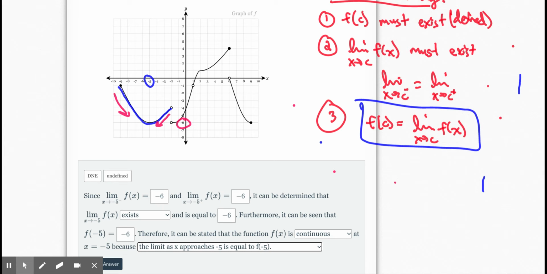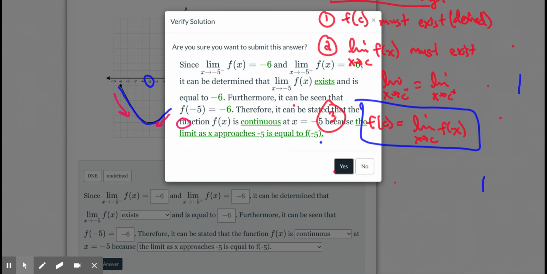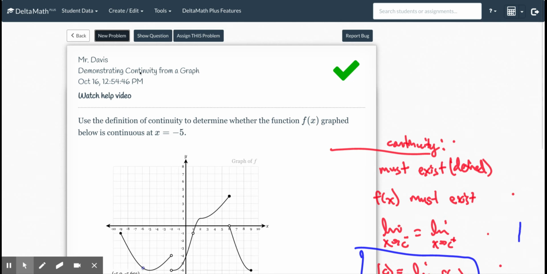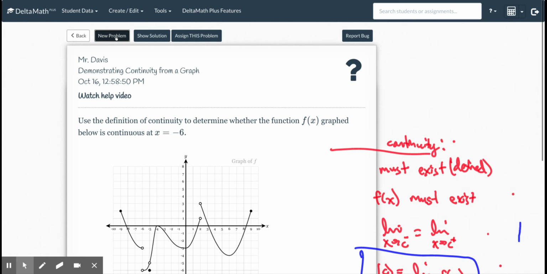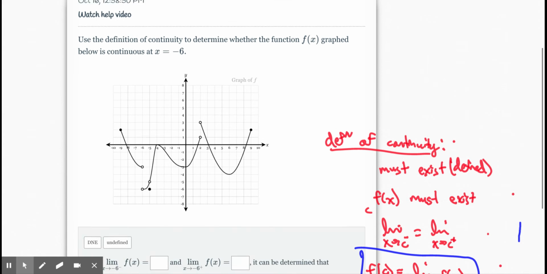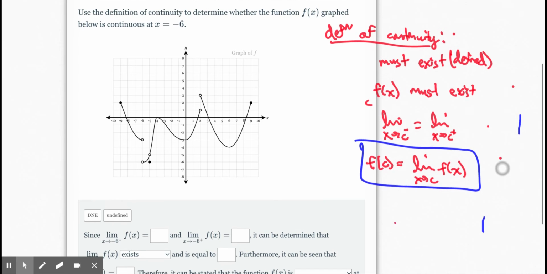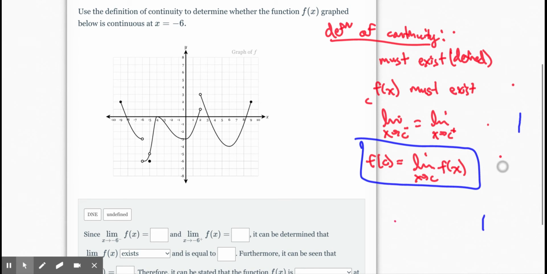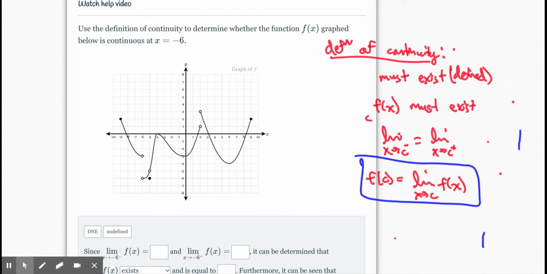All right, so let's go ahead and submit that. Like I said, this is really good because it reinforces that definition, which you will definitely be quizzed on on the AP exam. All right, next one. Should be a little bit more interesting one here. We'll have some different answers.